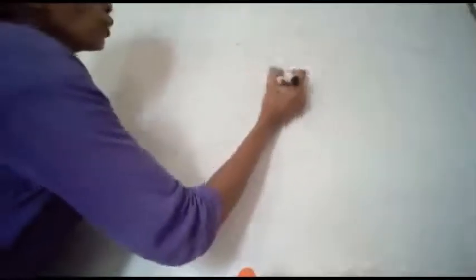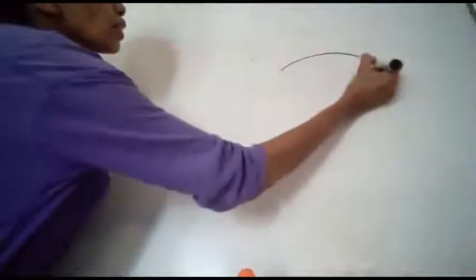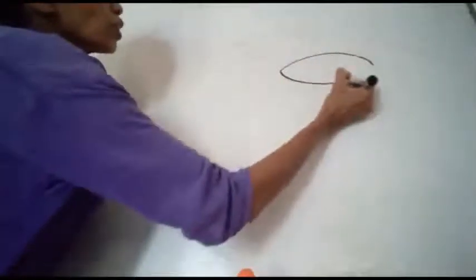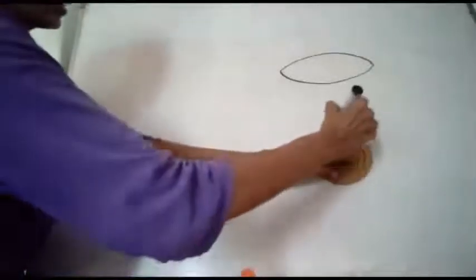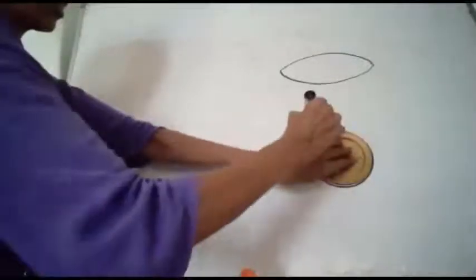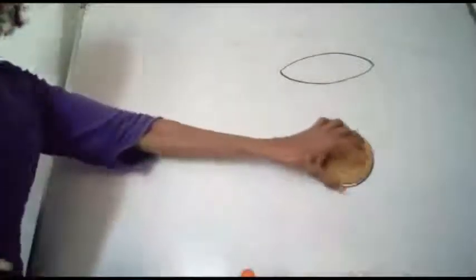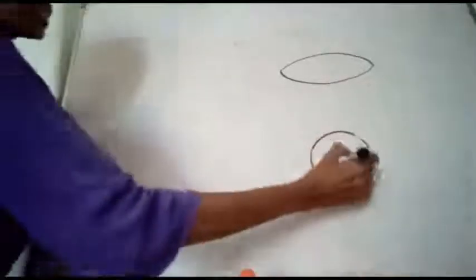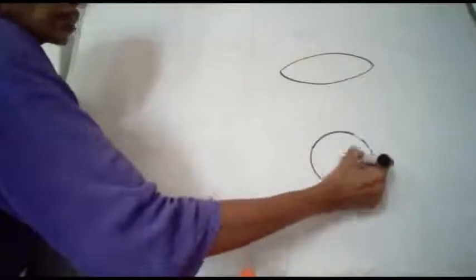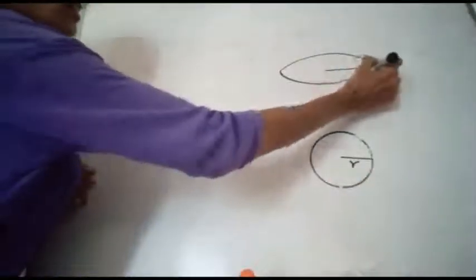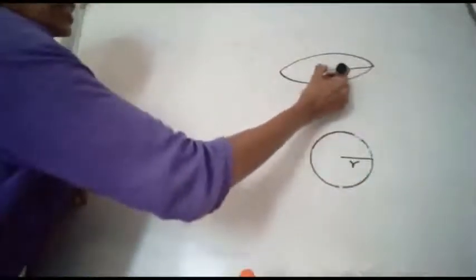When we draw the cone, we draw it this way. It is circular in shape. The radius is r. This is the center.